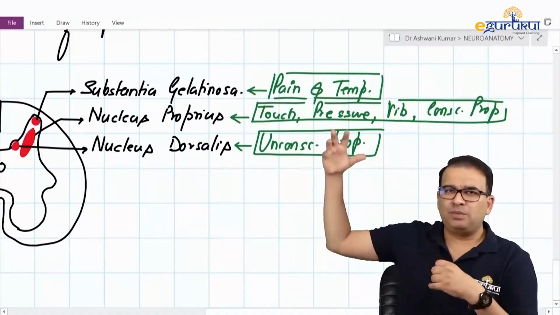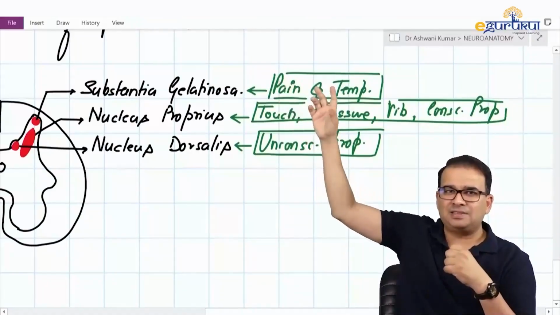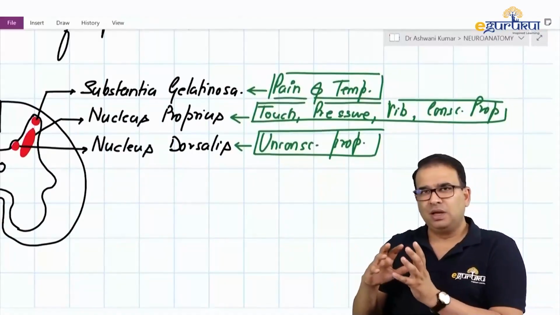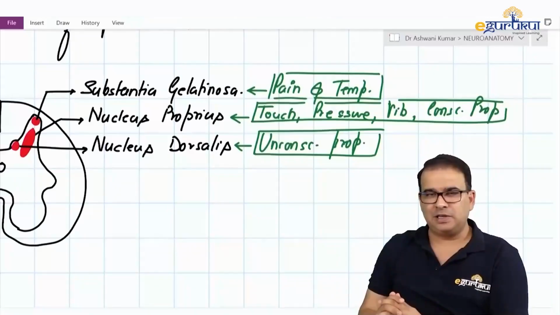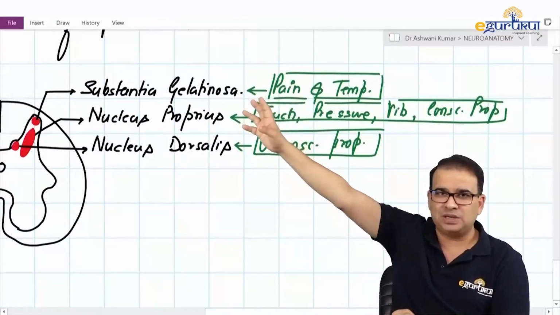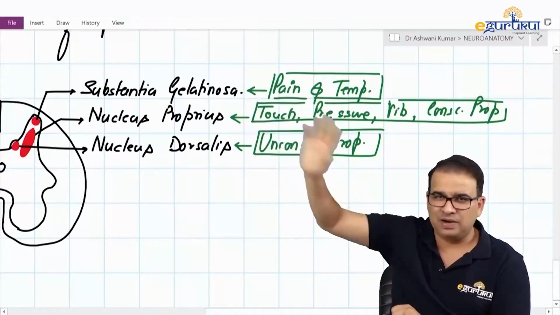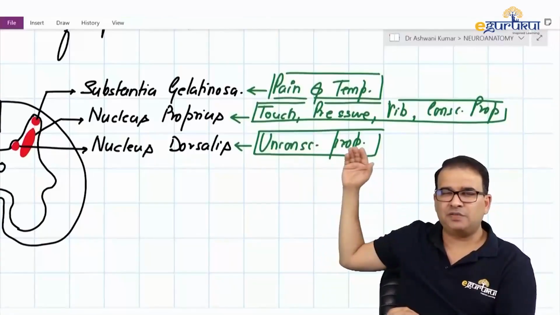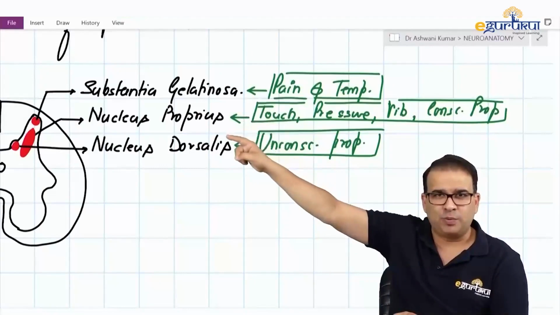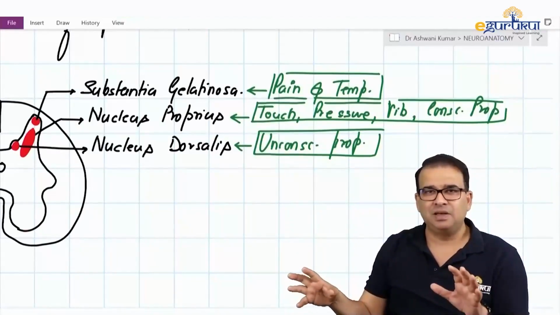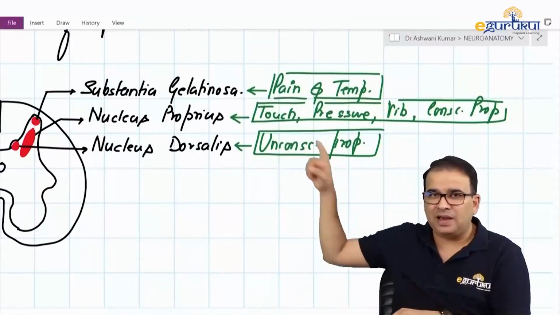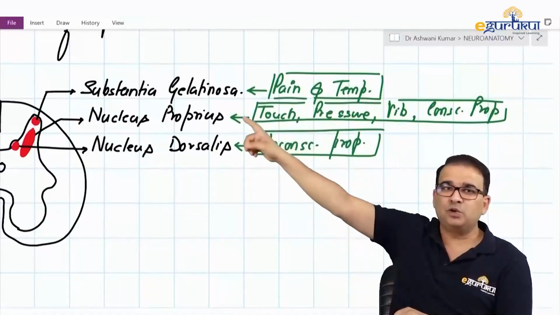In some books, they write it from the name of the tract. They say spinothalamic tract is related to substantia gelatinosa. Well, I'm saying the same thing, but I'm trying to make it more conceptual by telling you that pain and temperature predominantly go into substantia gelatinosa, whatever tract is carrying them. Touch, pressure, vibration, conscious proprioception, stereognosis all go into the nucleus proprius, whichever tract is carrying them, whether it is part of the dorsal column tract or the anterior spinothalamic tract.